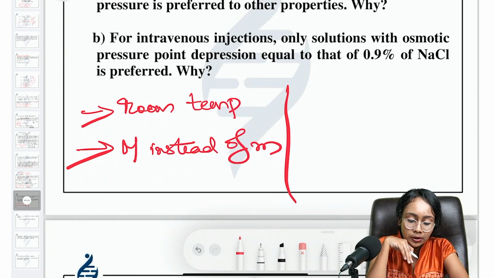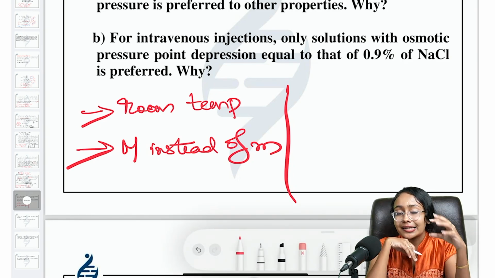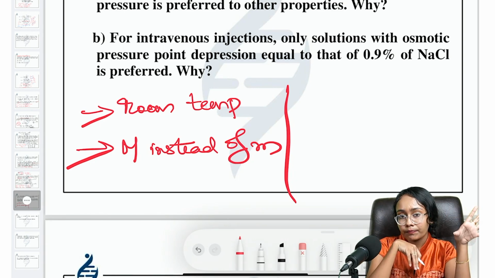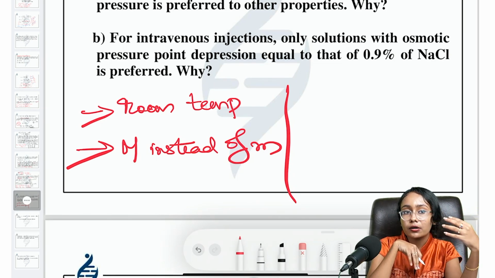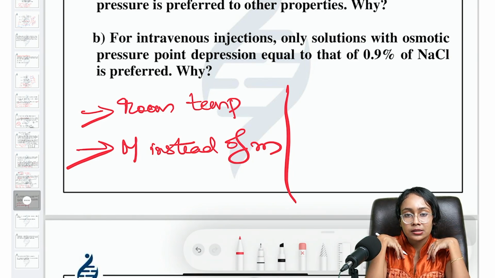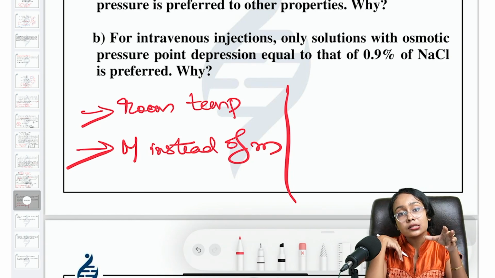For intravenous injections, only solutions with osmotic pressure equal to that of 0.9% NaCl are preferred. Why? The reason is that while you are injecting something into your body, osmosis shouldn't take place. You know what osmosis is, right? The movement of solvent particles from an area of lower solute concentration to that of higher solute concentration. Such a concentration difference shouldn't happen while we are taking injections, so the substance should have the same concentration as our body fluids. 0.9% NaCl is preferred because it has the same concentration as our body fluids.